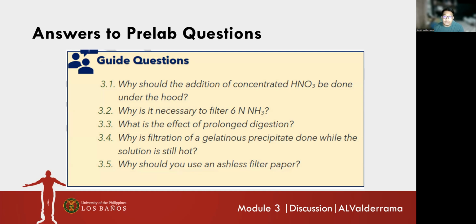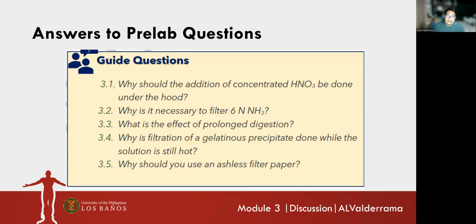Then why is it necessary to filter 6 normal ammonia? When stored in a glass container, your ammonia reacts with the glass to form silicates, and your silicates may interfere with your analysis. That's why you have to filter your 6 normal ammonia prior to use.